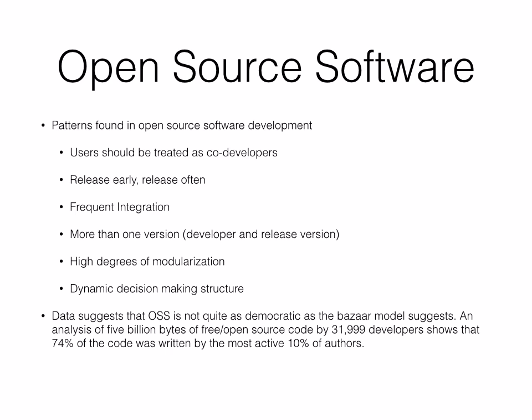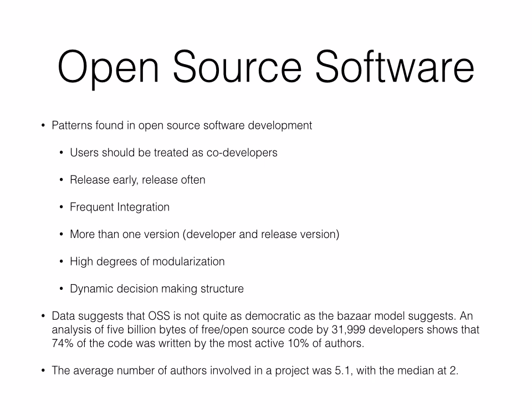And then an analysis of 5 billion bytes of free and open source code by almost 32,000 developers shows that 74% of the code was written by the most active 10% of authors. So there's a hierarchy there. And inevitably, you have to prove that you have some credibility with the open source community before you can begin working on the most widely used things, such as the Linux kernel, for example. There's a very elite group of software developers who maintain that code base.